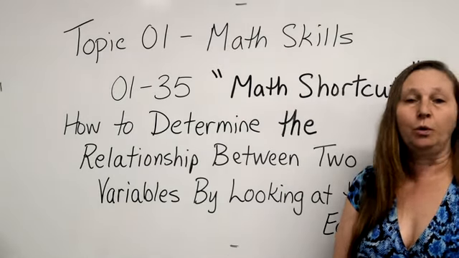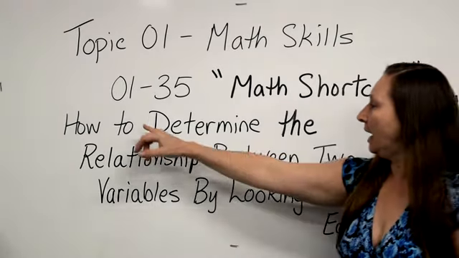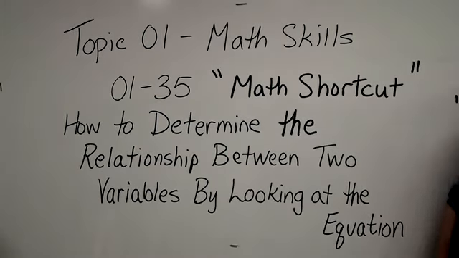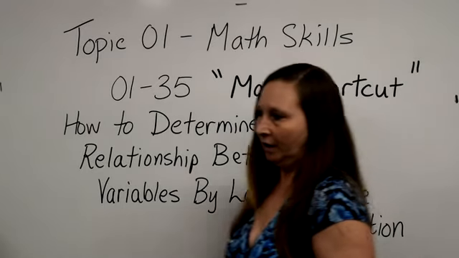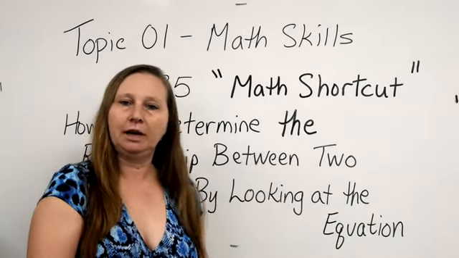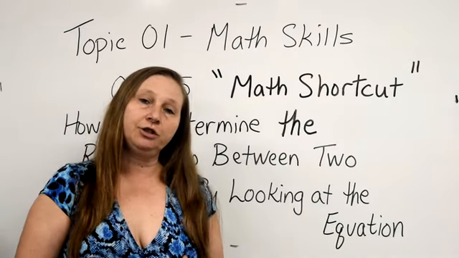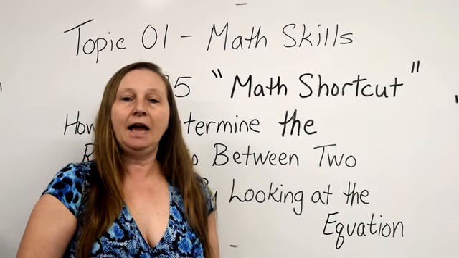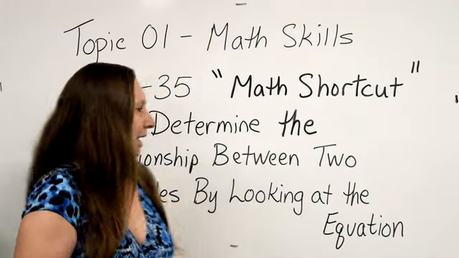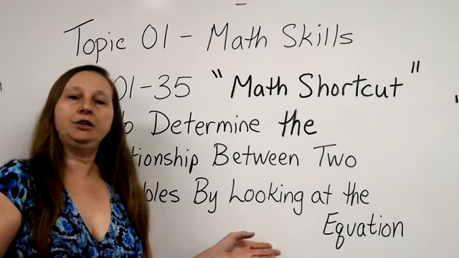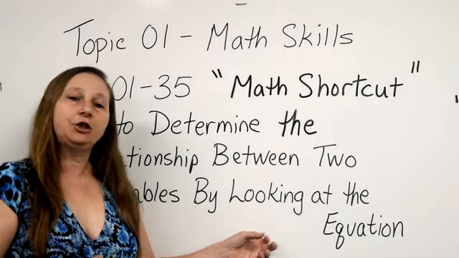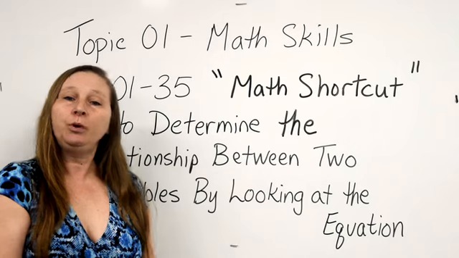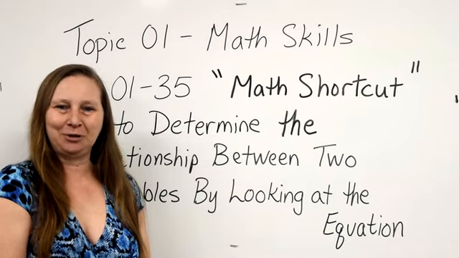And what we'll be talking about in this topic is how to determine the relationship between two variables by looking at an equation that relates the two variables. All right, now we'll be talking about 5 different types of relationships. We'll be talking about direct relationships, inverse relationships, inverse squared relationships, exponential relationships, and square root relationships. And what we'll be doing is I'll be explaining to you how you can take an equation that relates two variables and decide exactly what type of relationship exists between those two variables by looking at the equation.